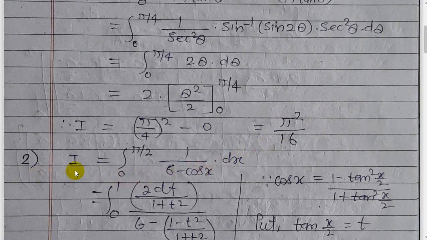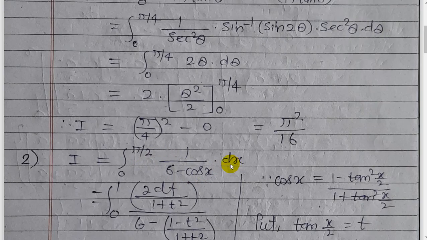Now question number 2. I equal to integral 0 to pi by 2 of 1 upon 6 minus cos x into dx. As you know very well, when sin x and cos x both come in the denominator, we put tan x by 2 equal to t. It is the rule for the substitution.